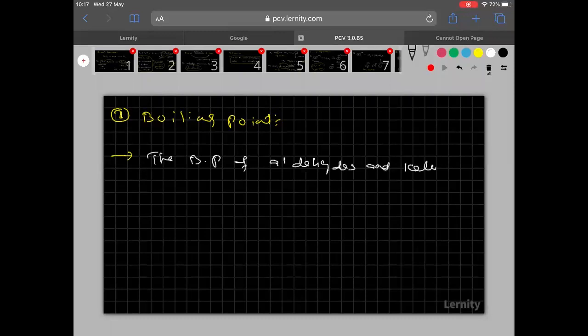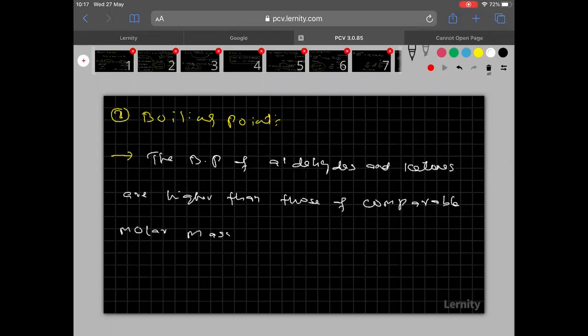The boiling points of aldehydes and ketones are higher than those of comparable molar mass hydrocarbons and ethers.